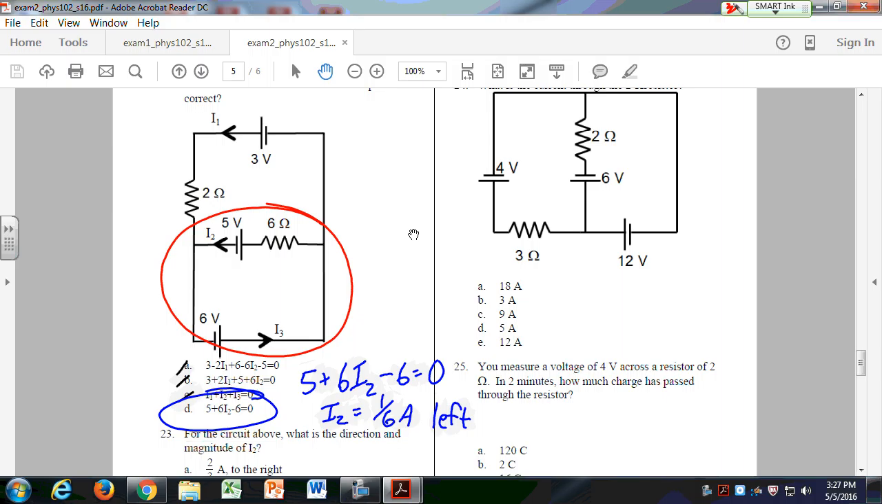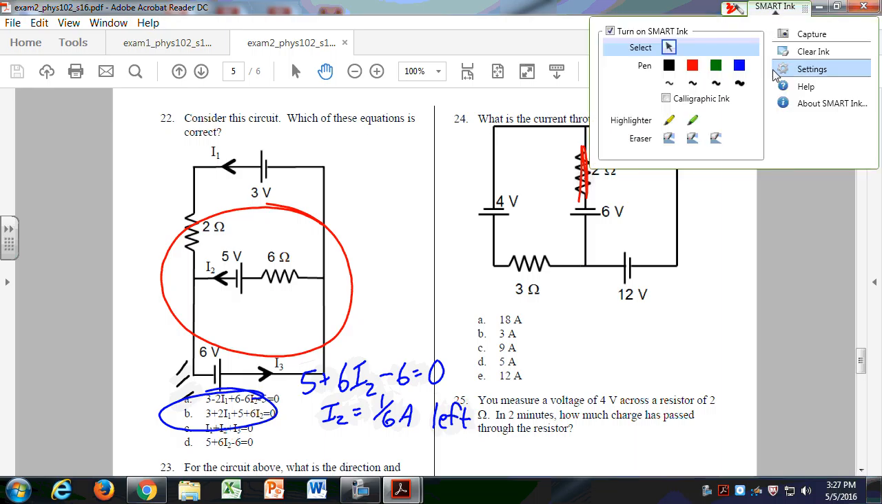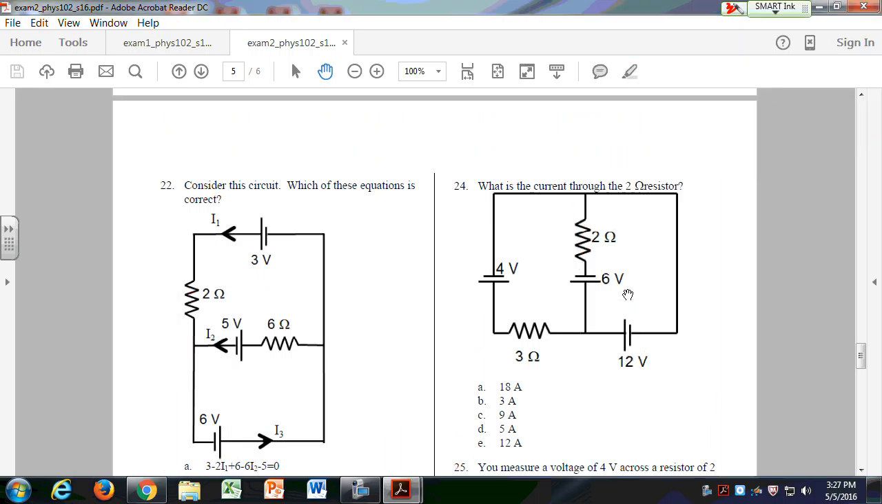Yeah. So for example, on this one, you're supposed to find one of the currents, think through the 2 ohm resistor. Which loop would you choose to find the current through this resistor? The left or the right loop? The right loop, right. Since there's no resistor over here, you'd write an equation for the right loop, not the left loop. And then the big loop, it doesn't have this in it anyway, this current.